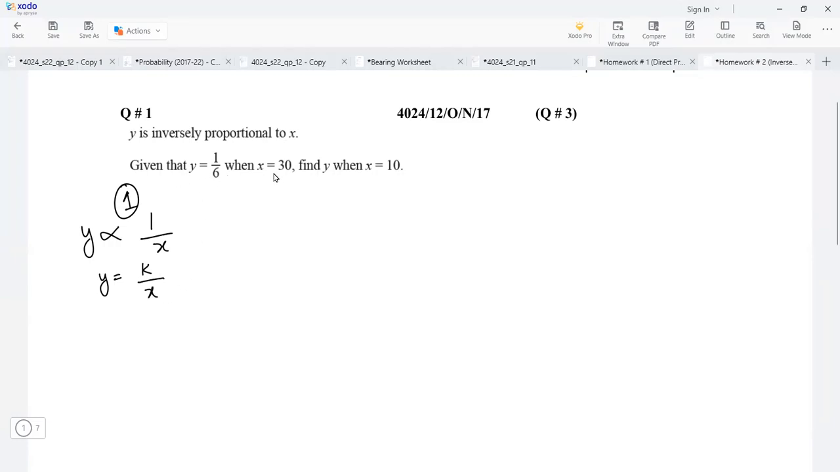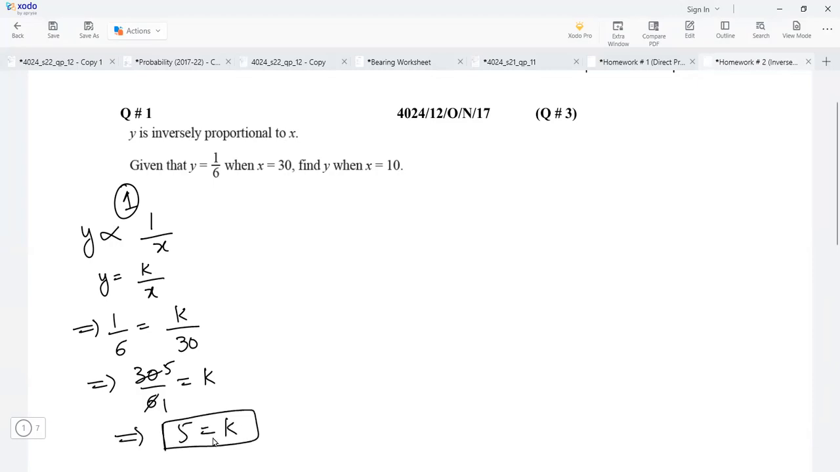Through the first piece of information, we can find the value of k. When y is 1 over 6, we replace y with 1 over 6 equals k divided by x, where x is 30. When we cross multiply, 30 times 1 is 30, so 30 by 6 equals k. Basically, 6 times 5 is 30, so k equals 5.